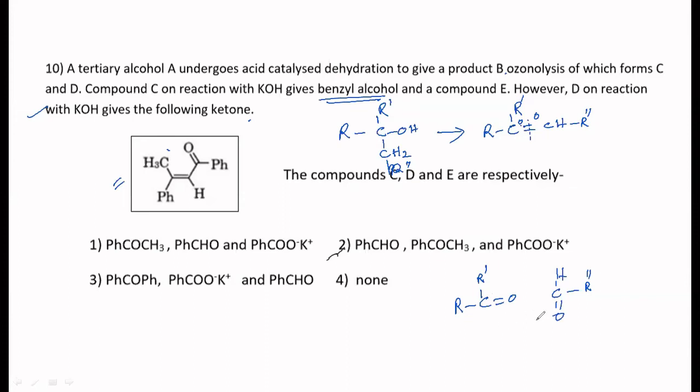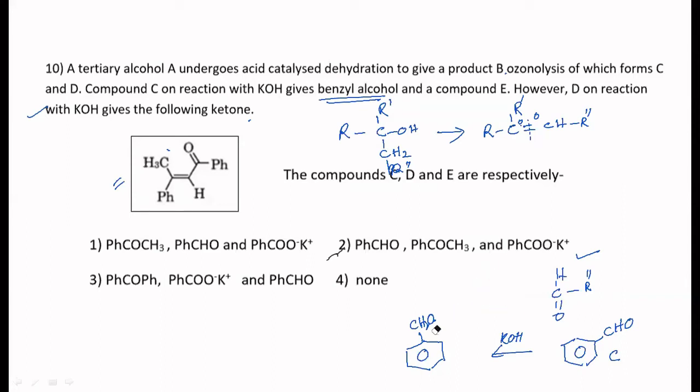Compound C on reaction with KOH gives benzyl alcohol, which means C should not have any alpha hydrogens. That is only CHO. If it has to react with KOH and give benzyl alcohol, then it has to be benzaldehyde. So one of the compounds of ozonolysis has to be benzaldehyde, isn't it? Let's take this as benzaldehyde. Benzaldehyde is your C. Okay? Understood up till here?